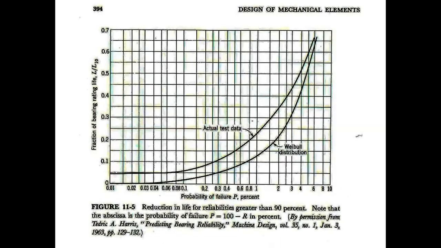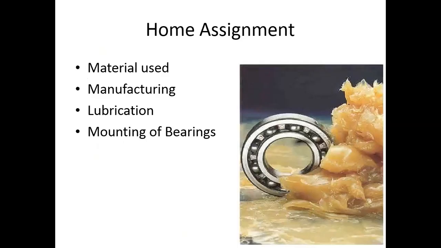This is the graph of the Weibull distribution, or you can say the load distribution of the bearing, as the actual test data is different from the Weibull distribution, right? So for the reduction in life with reliability greater than 90% in the curve, the probability of failure P is equal to 100 minus R in percentage.